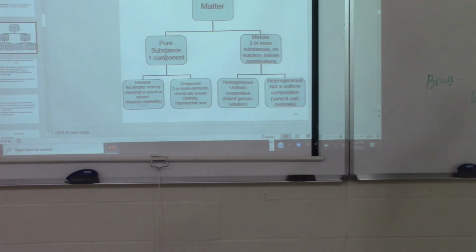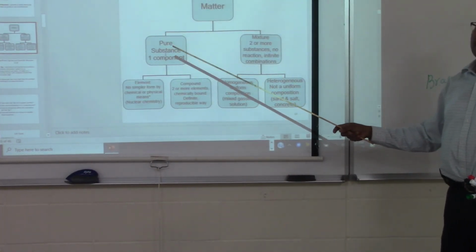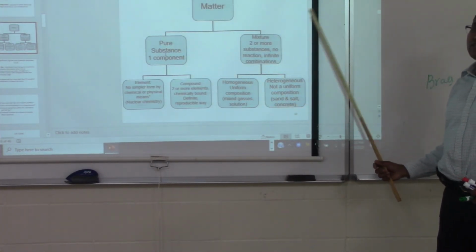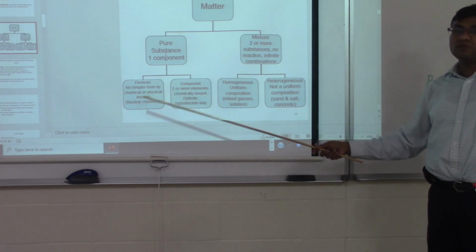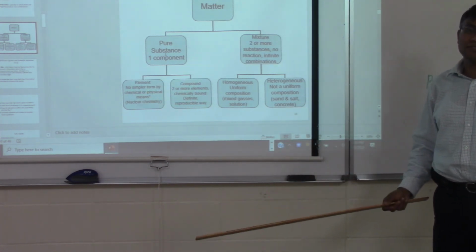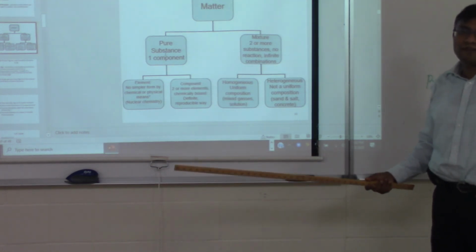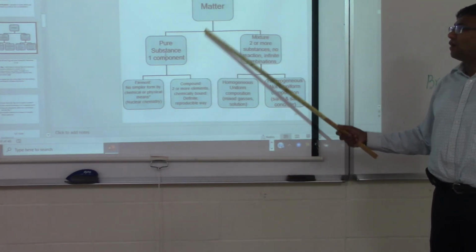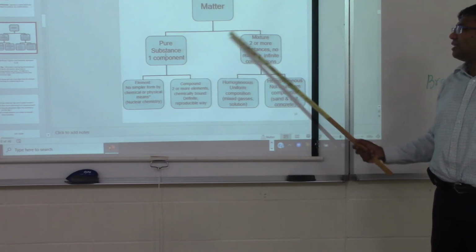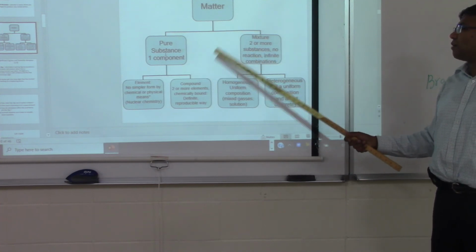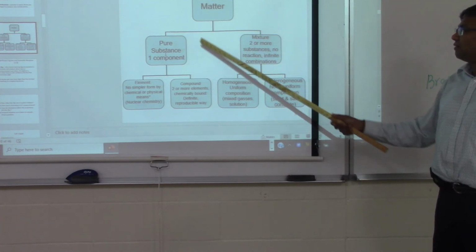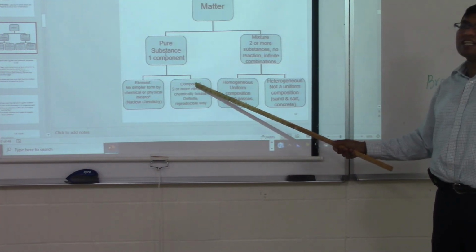Okay? So remember this chart is important, the flow chart. Matter exists in two types, pure substances and mixtures. Pure substances can be elements, which are made up of the same type of atoms, like O2, N2, Cl2, Br2. It's the same type of atoms. Anything pure substance is one component. Then this contains elements. What is a compound?